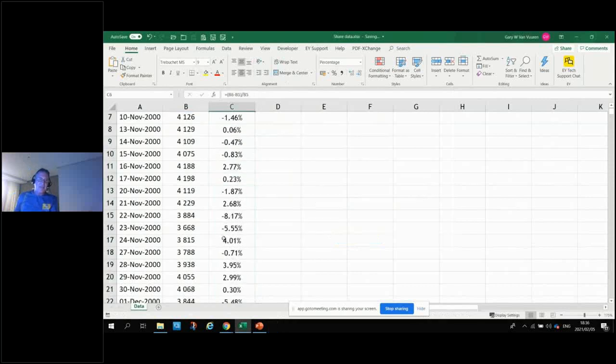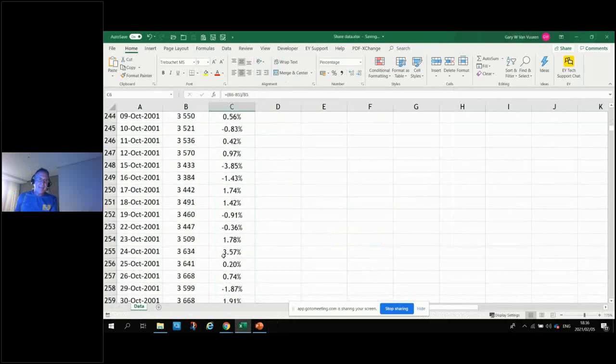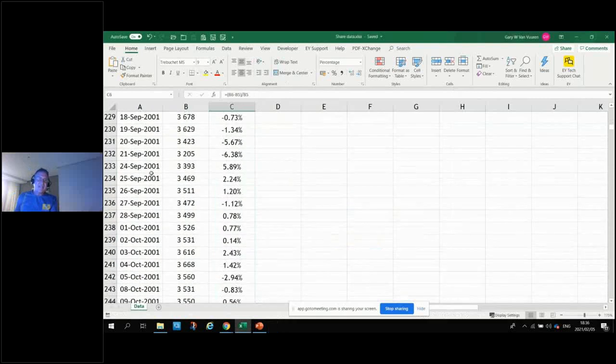So I'm going to choose a random day, my birthday. Oh, didn't have a birthday that year. That was obviously on a weekend. You can see there's a weekend here. But on the Friday, the share lost 6%. And on the Monday, the share gained about 6%. That's just a random example.